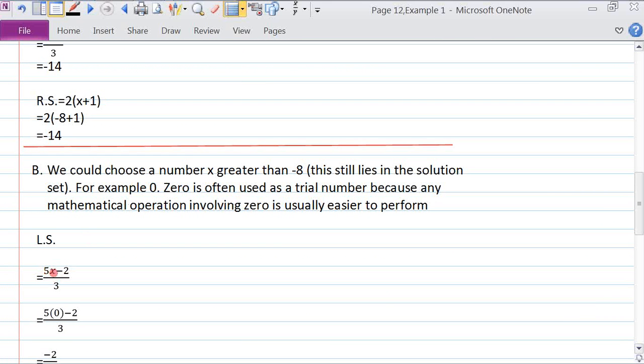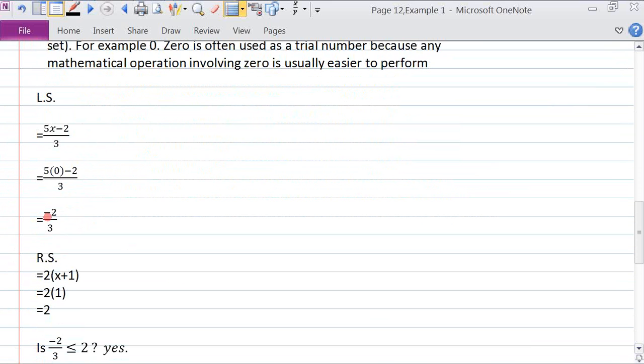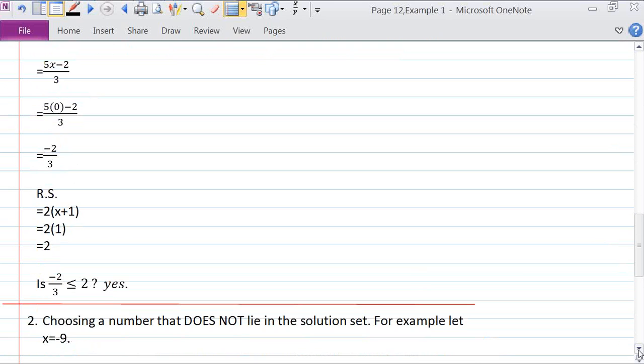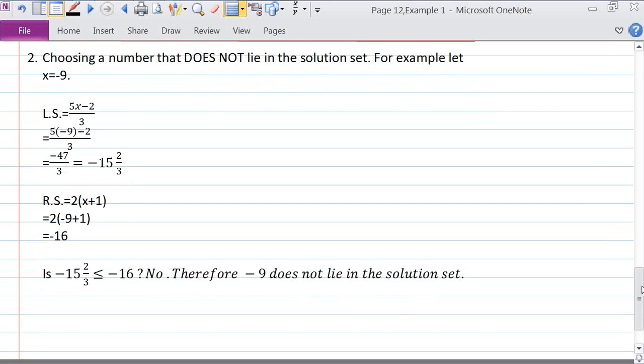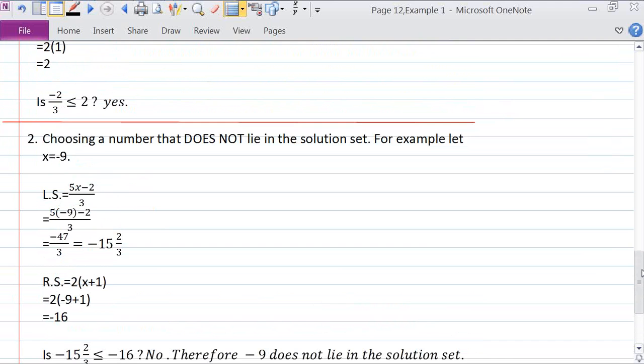The left side is 5x minus 2 divided by 3. We put the 0 in, and what we get is minus 2/3. So 5 times 0 is 0, minus 2/3. The right side, with x equal to 0, is 2. So now we ask ourselves, is minus 2/3 less than or equal to 2? And the answer is yes. So the value 0 lies within the solution set. So both minus 8 and 0 lie within the solution set.